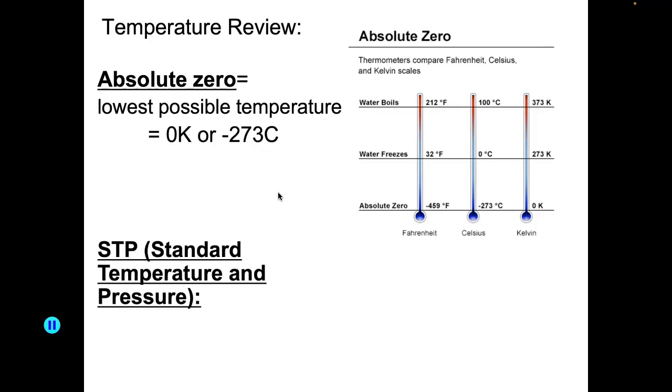We talked earlier in our stoichiometry unit about STP. STP is standard temperature and pressure. So when you see that, it means that we're dealing with a temperature of 0 degrees Celsius or 273 Kelvin, and that pressure is at 1 atmosphere. And we know that there's all those units that are equal to 1 atmosphere, so it could be in the other units as well. But that's what standard temperature and pressure, or STP, means.